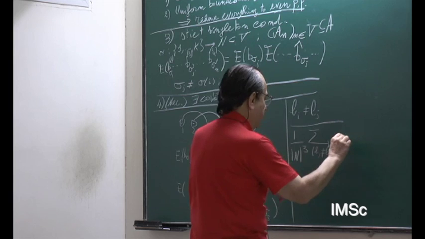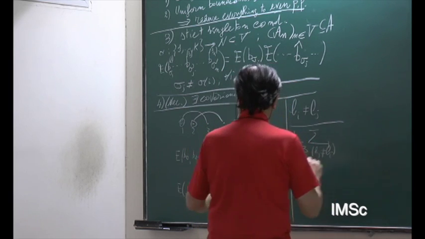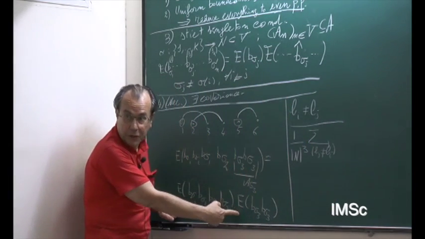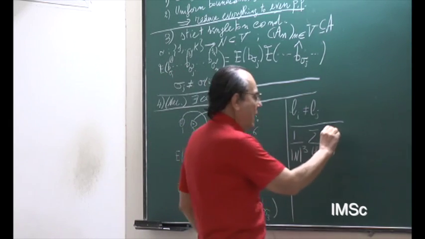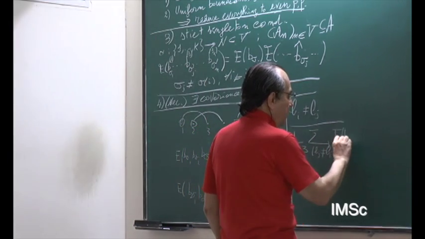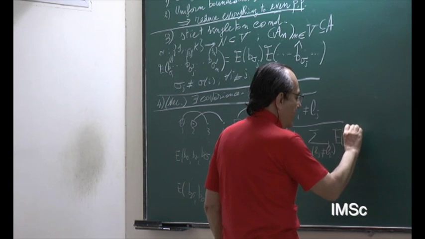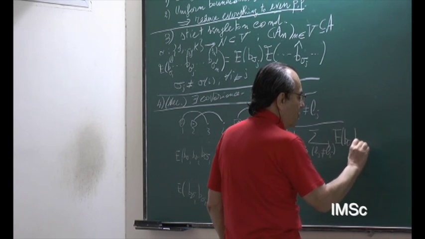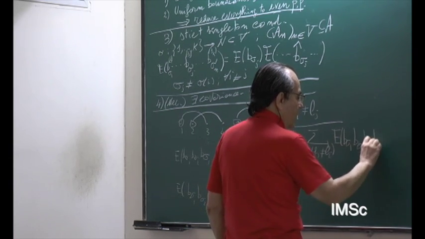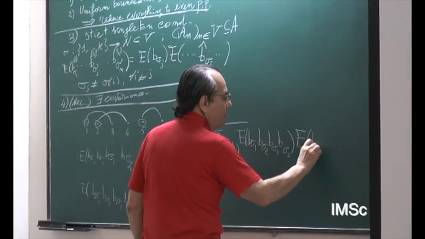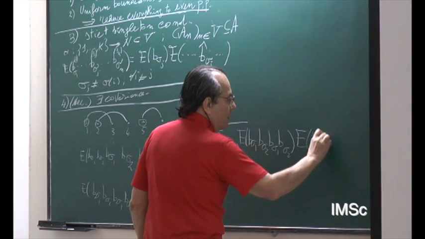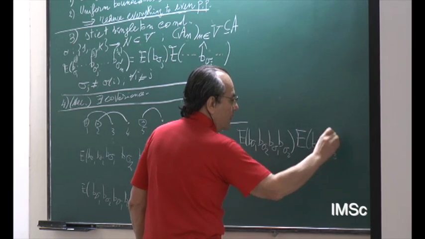And then I have all the pair partitions, which are like this. Now, I use the factorization, you see? I will use the fact that this factorizes. So here I will have the expectation of B sigma 1, B sigma 2, B sigma 1, and B sigma 2. And here I will have the expectation of B sigma 3, B sigma 3.